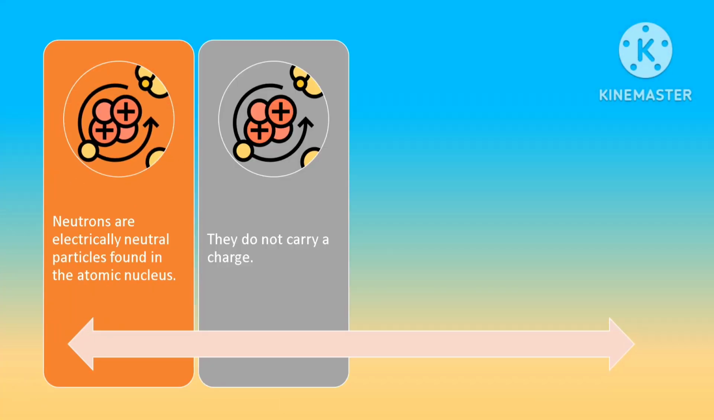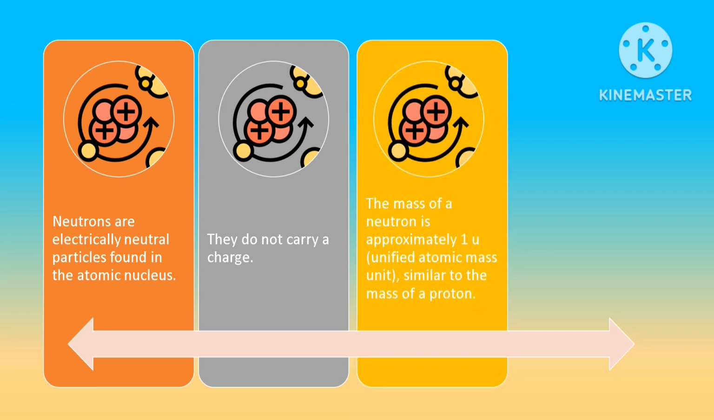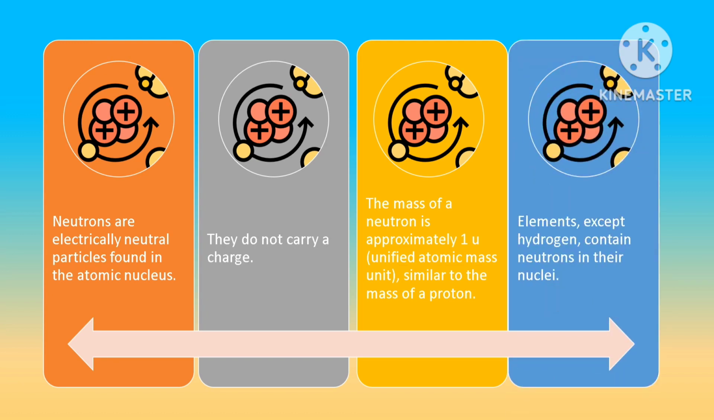Neutrons. Neutrons are electrically neutral particles found in the atomic nucleus. They do not carry a charge. The mass of a neutron is approximately 1 u, similar to the mass of a proton. Elements, except hydrogen, contain neutrons in their nuclei.